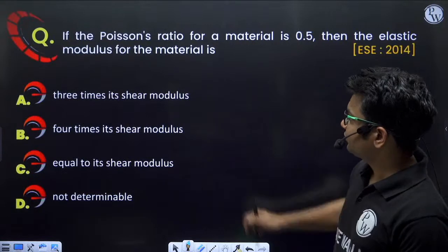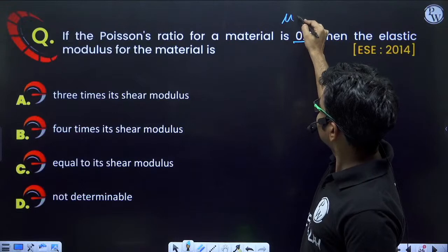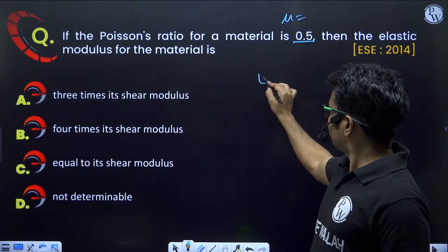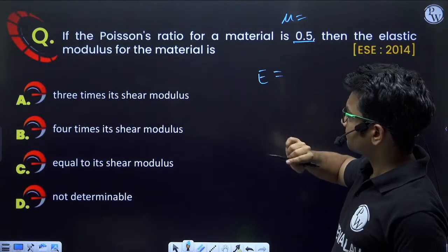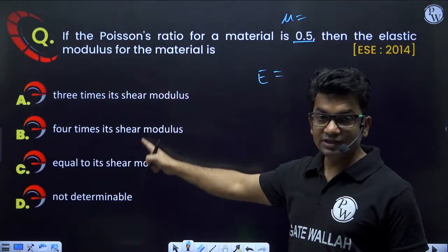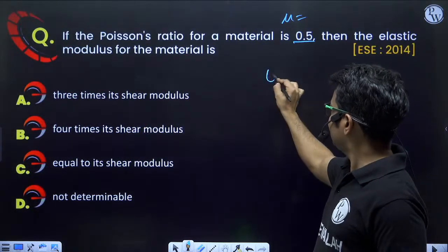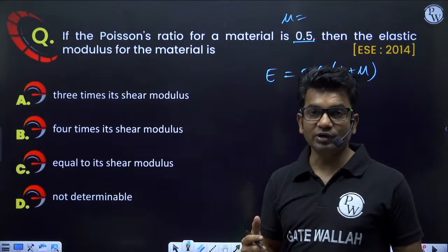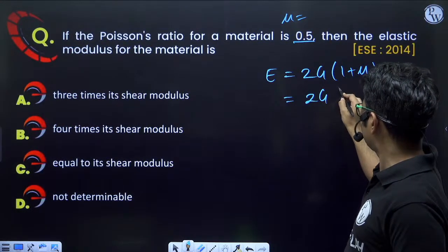Okay, so next question, if the Poisson's ratio for a material is 0.5, so mu is given as 0.5, then the elastic modulus of the material is. So elastic modulus, Young's modulus. Okay, so we have to find relation between Young's modulus and shear modulus. How many times it will become of shear modulus. So E is equal to 2G(1 plus mu). See, you can see how important the relationship between elastic constants is. You have to remember the relationship between elastic constants.